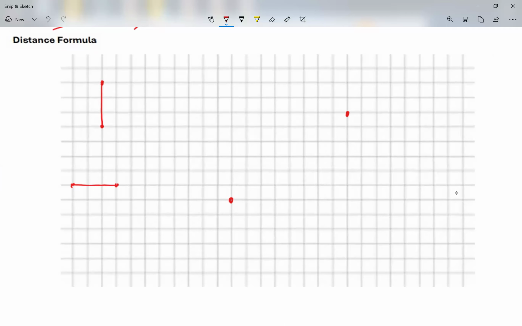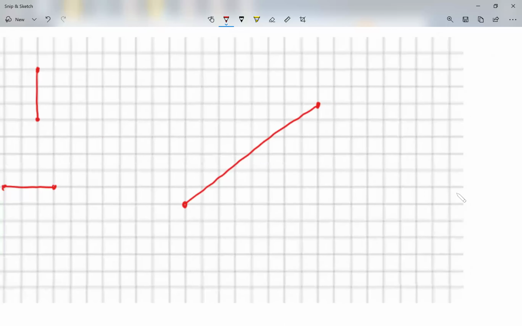What if my points are like that? And I need to find the distance between them. I cannot just count squares. So what we're gonna do, my first point, I'm gonna find the coordinates of this one.